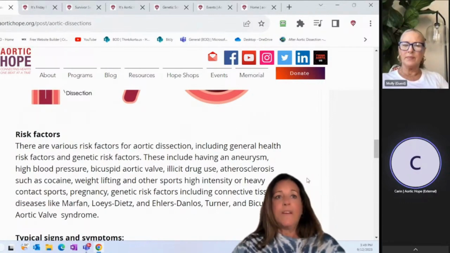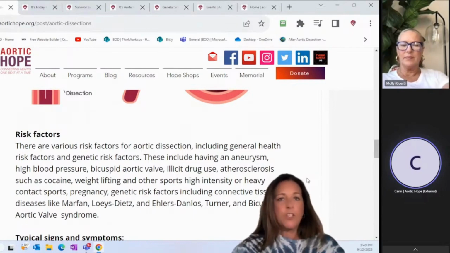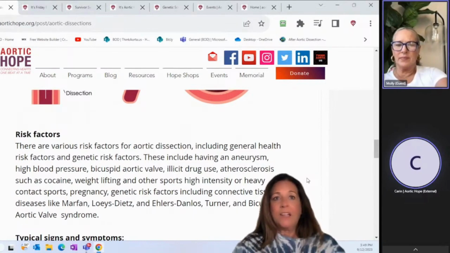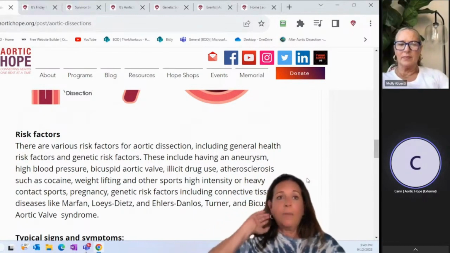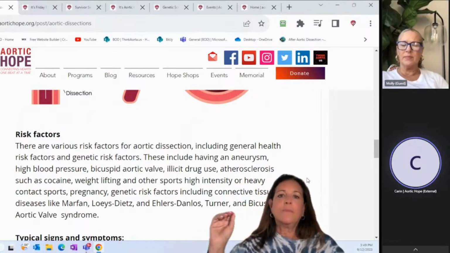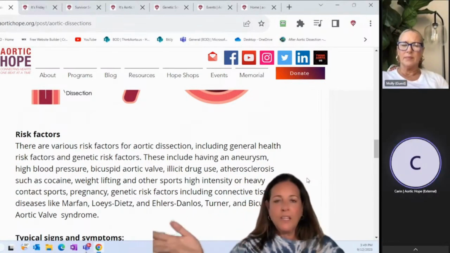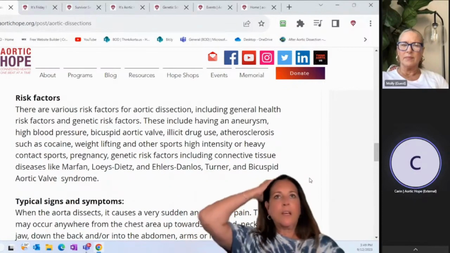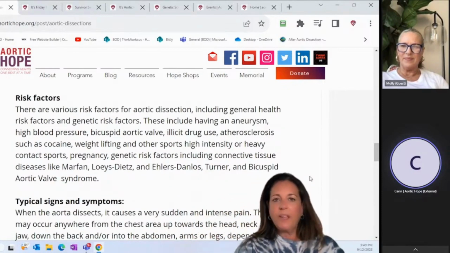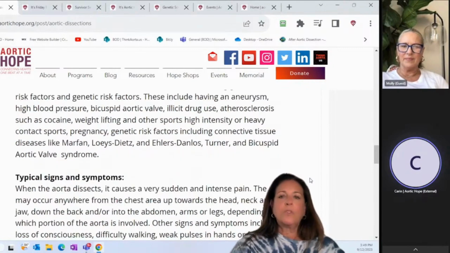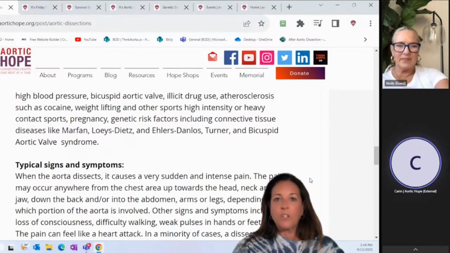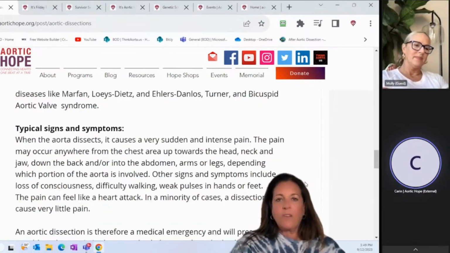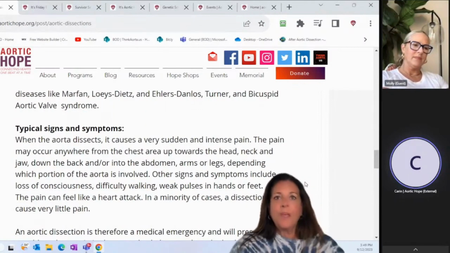Okay, there are various risk factors for an aortic dissection, including your general health risk factors and your genetic risk factors. Obviously, if you have an aneurysm, high blood pressure, bicuspid aortic valve, illicit drug use, atherosclerosis, cocaine, weightlifting, other high intensity sports activities, contact sports, pregnancy, genetic factors like a connective tissue disorder such as Marfan or Loeys-Dietz, Ehlers-Danlos, or a chromosomal genetic condition like Turner, bicuspid aortic valve syndrome. All of these things could be a reason for concern that can cause a dissection.